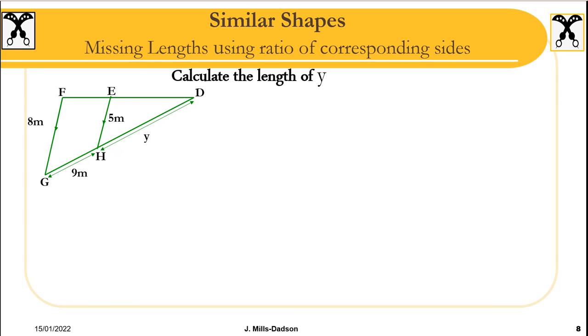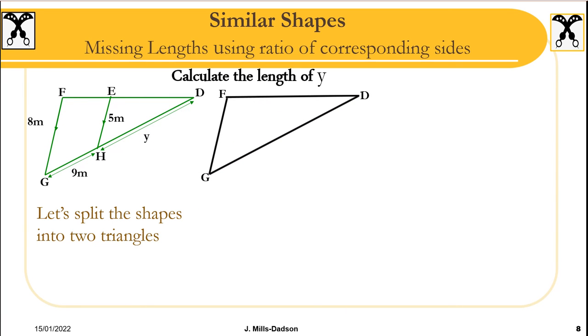The next one is where we have the question in such a way that we might need to use multiple scale factors to find out the missing side. Here first, let's split it into two first. Okay, so remember GD is Y plus 9. That's what you see here.